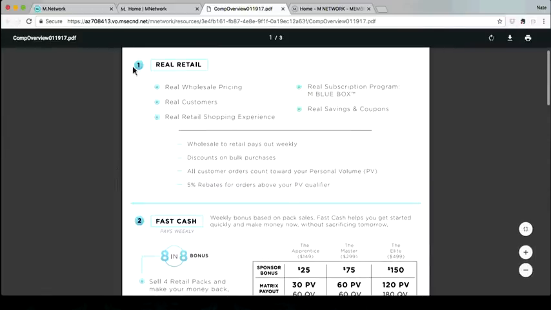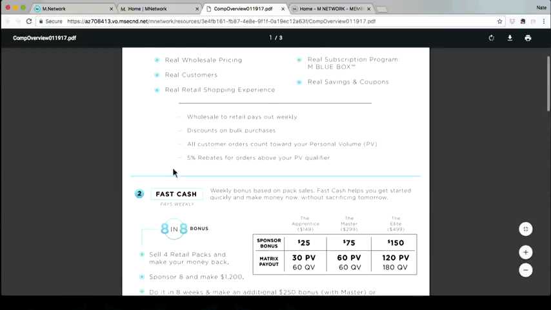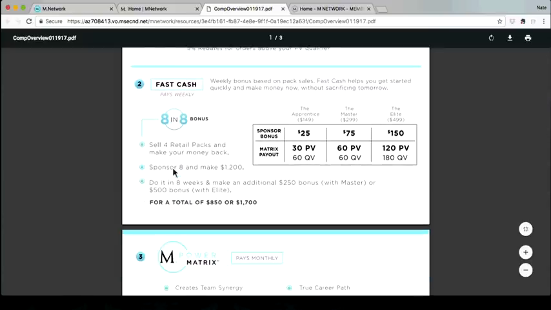All right, let's move on to the next part. So real retail, and we mean that in a very true sense. That's the first part. The second part is Fast Cash.